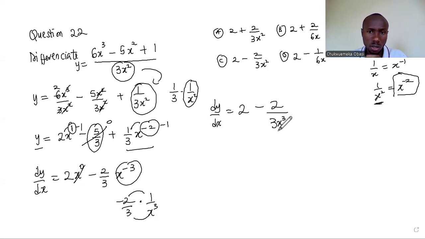Sorry, is it supposed to be 3x cubed? Yeah. Oh, sorry, I was looking at the options. This should be cube right here. Yeah, this should be cube. So that is our answer. Our answer is C. That should be cube. Sorry about that, that was a little mistake.